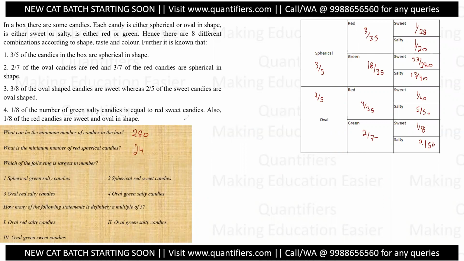Which of the following is largest? Spherical green salty. Spherical green salty is 13 by 40. Spherical red sweet. Spherical red sweet 1 by 20. That is lesser. Oval red salty. Oval red salty is 5 by 56. Again lesser. Oval green salty. Again lesser. So highest is spherical green salty. All right. The highest is spherical green salty.